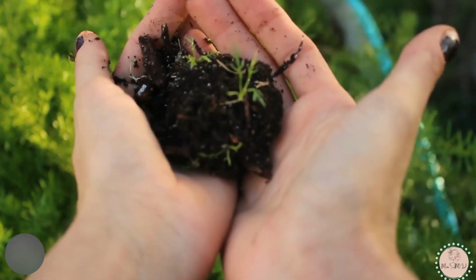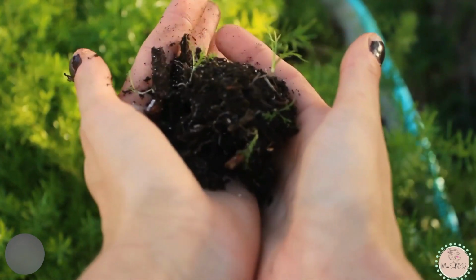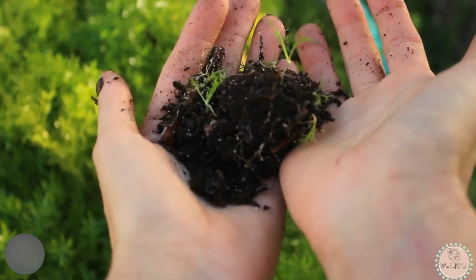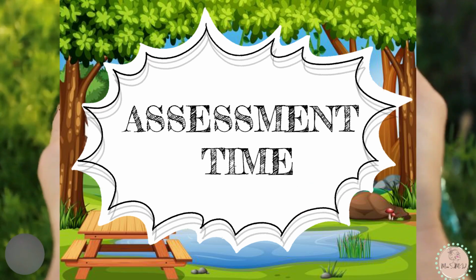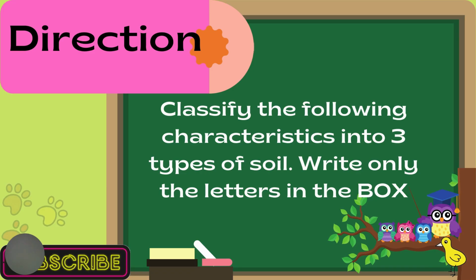Let us learn more about soil and how each characteristic compares with the others by performing this activity. Direction: Classify the following characteristics into 3 types of soil. Write only the letter in the box.